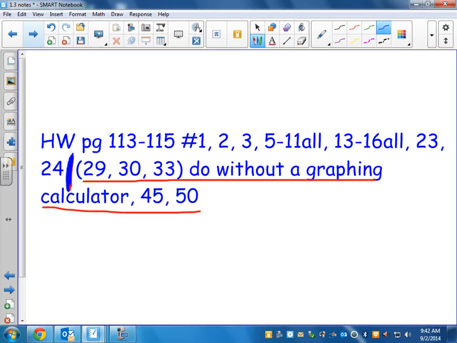I would be happy if you just did this all on the same paper that you started it on, but you can use new paper if you want. But for 29, 30, and 33, ignore the directions to graph with a grapher and graph those by hand. And then 45 and 50 are piecewise functions. So those are only 5 questions. They are graphing ones, 5 graphing questions. But you actually have a good amount of time. You should probably get those finished and finish the other part of it.